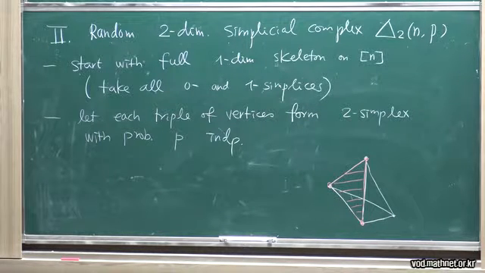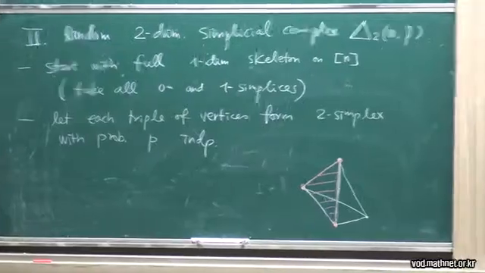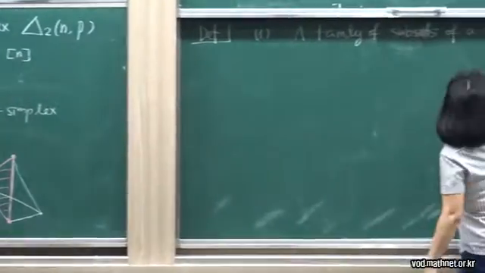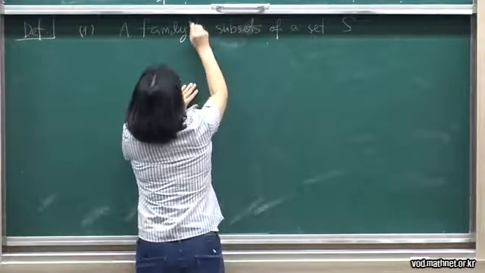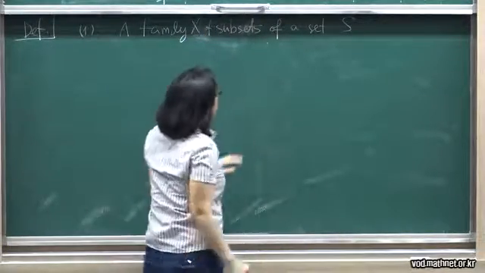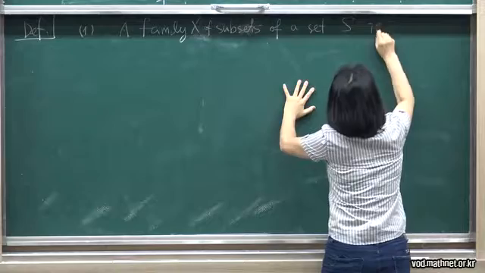Sorry for those who are experts in this field, but yesterday we learned that there are so many young people. A family of subsets of a given set: given a set S, a family X of subsets of S is called a simplicial complex.